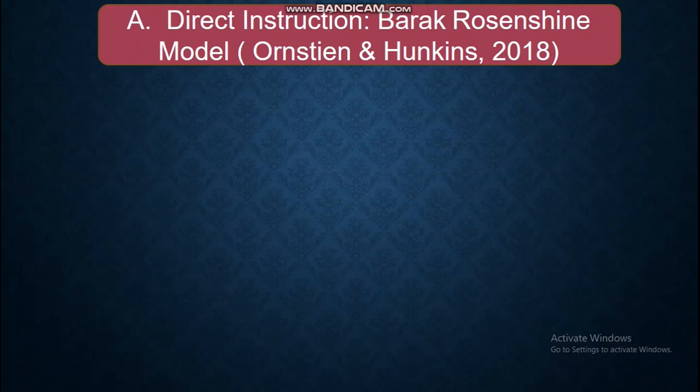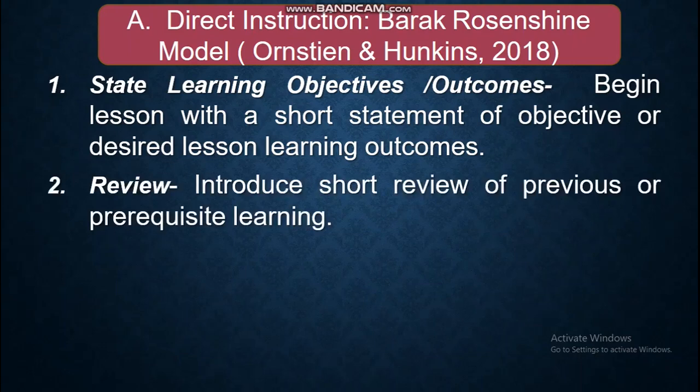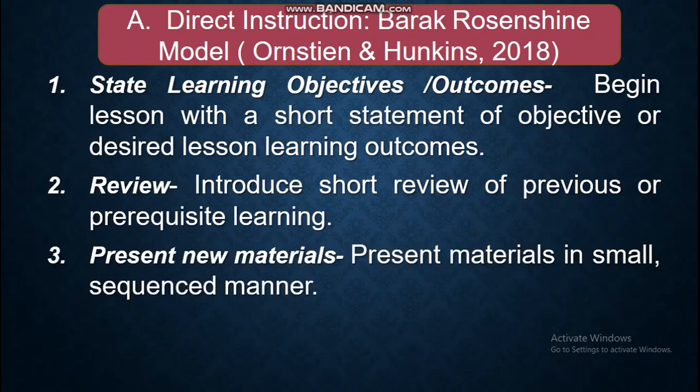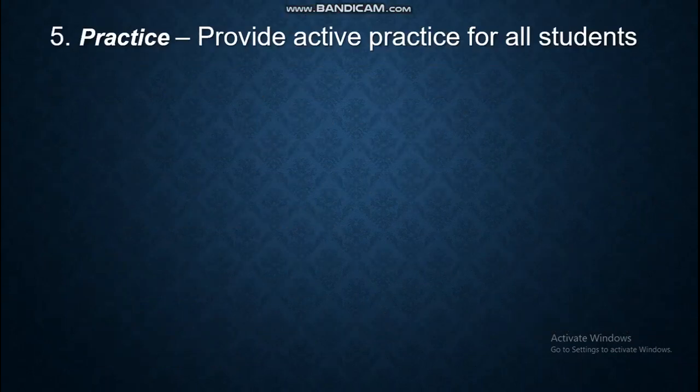Direct instruction, Barak Rosenshine model, Ornstein and Hunkins 2018. State learning objectives or outcomes. Begin the lesson with a short statement of objectives or desired lesson learning outcomes. Review. Introduce a short review of previous or prerequisite learning. Present new materials. Present materials in a small sequenced manner. Explain. Give clear and detailed instructions and explanations. Practice. Provide active practice for all students.